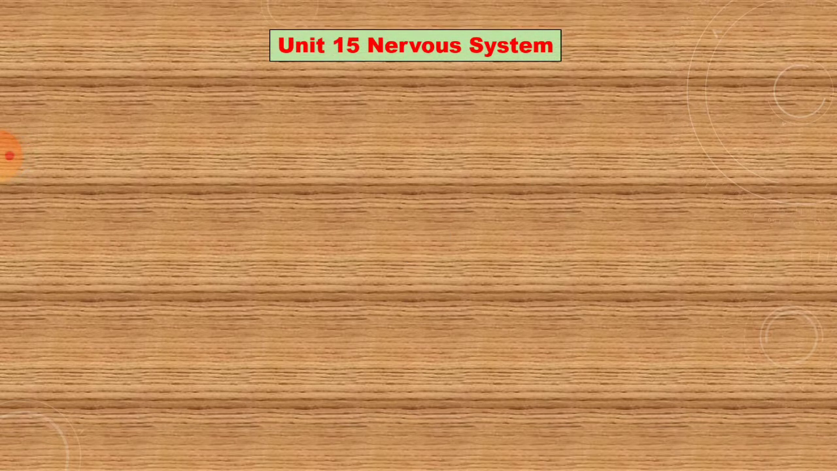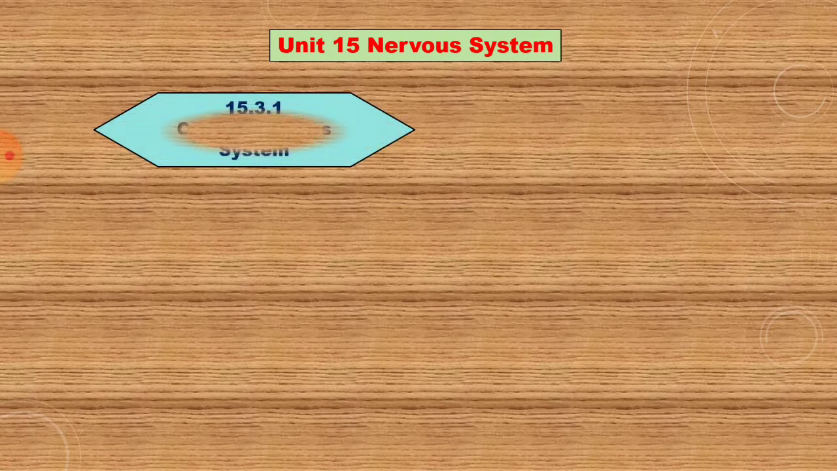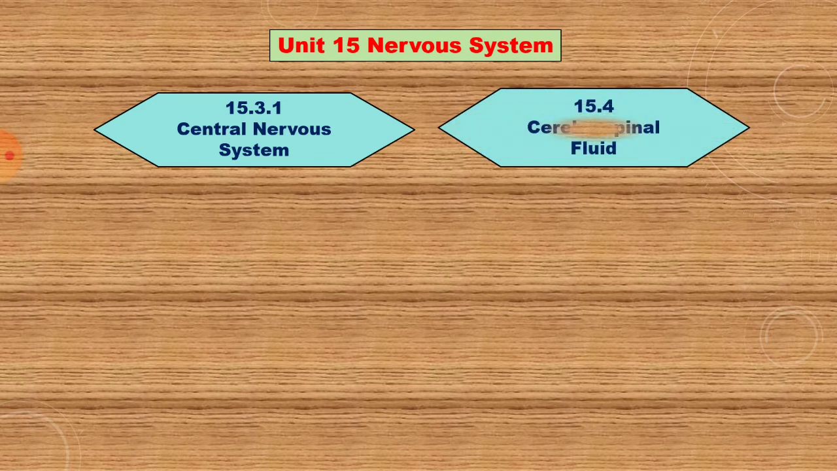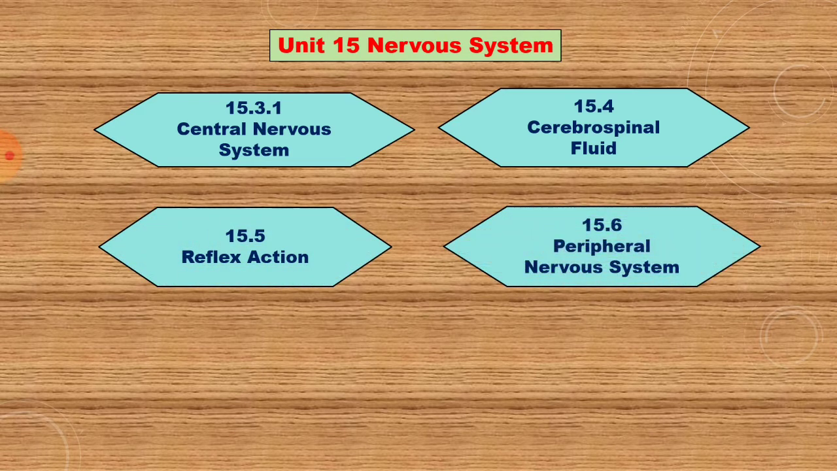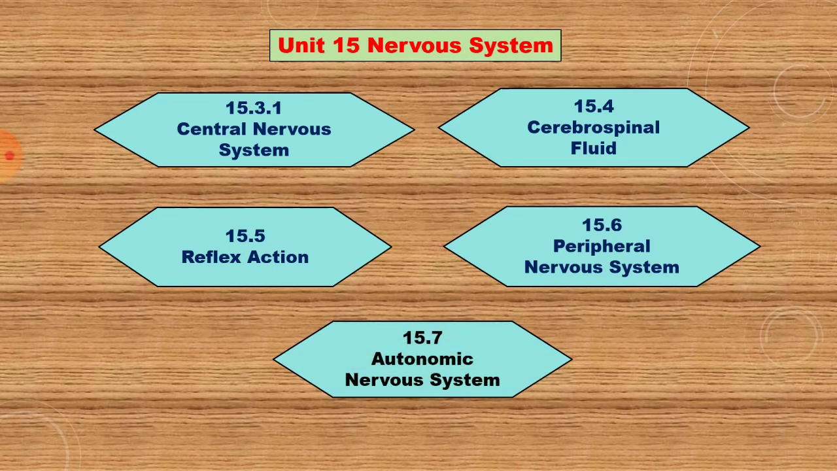In the last video we saw the same unit, the central nervous system, the structure and function of the brain. In this video, the same central nervous system, CNS: first, the spinal cord; second, cerebrospinal fluid; next, reflex action; then the peripheral nervous system and the autonomic nervous system. Let's see one by one in detail.